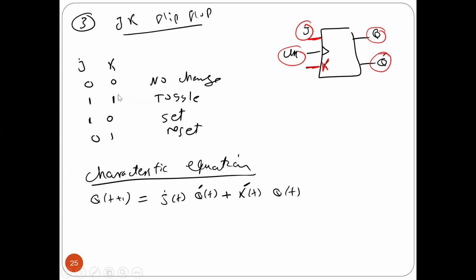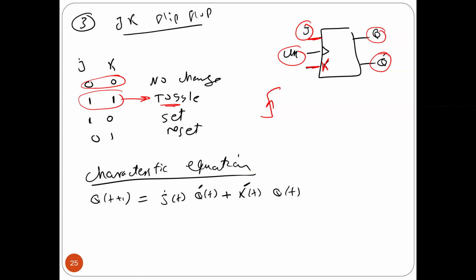Very simple. Number one, 0, 0: no change. So with the two inputs 0, 0, there is no change to the stored value. So when a clock comes, no change. Very easy. When it is 1, 1, it actually toggles. 1, 1 is toggle. Okay?